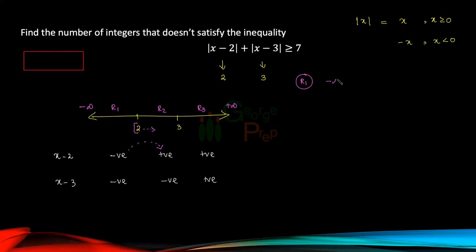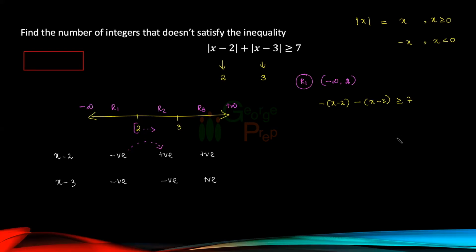So I can take minus infinity till 2 without including 2. In that range, both of them are negative. So modulus of something can be written as negative of something. So I can write here, this will become minus of x minus 2 minus x minus 3 greater than or equal to 7. I'll get some answer here. For that answer, I'll have to see what is the overlap between this range and that answer. That process has to be done for 3 ranges and finally you'll have to consolidate it. This is how we do it orthodoxically.